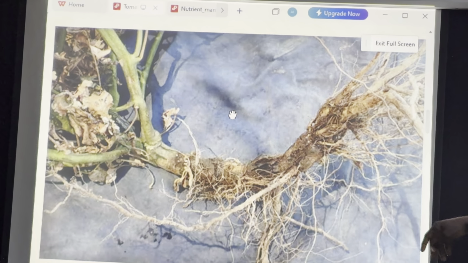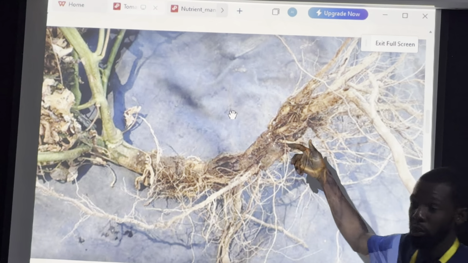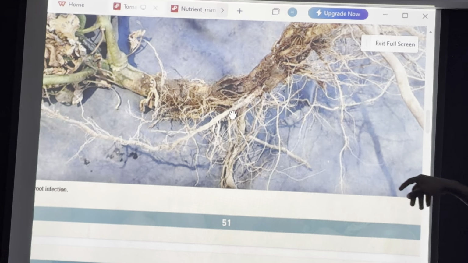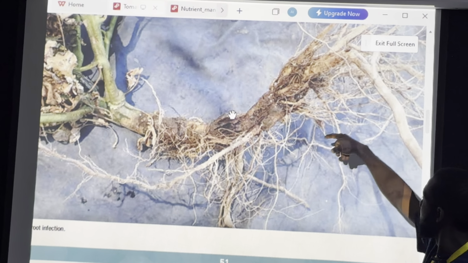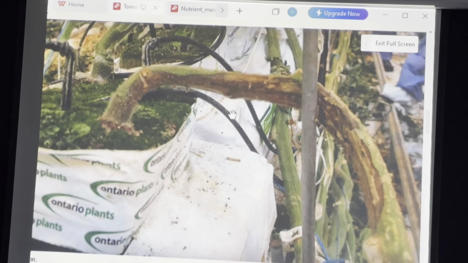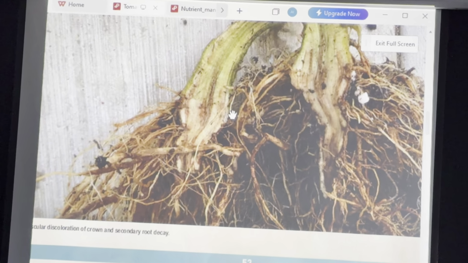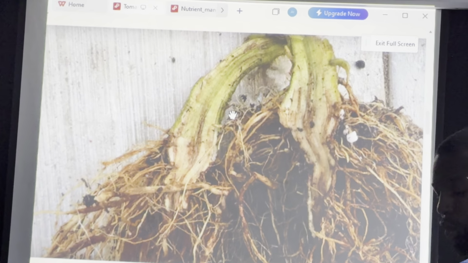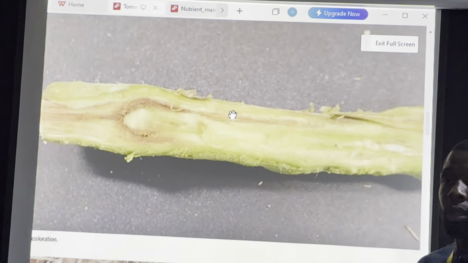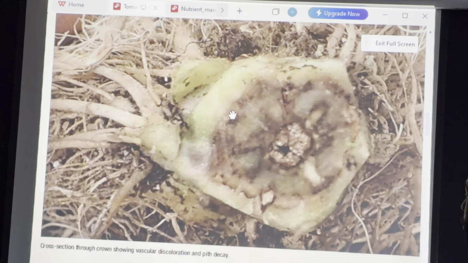So these are examples of Fusarium crown and root rot. You can see the vascular bundles have been discolored. The vascular bundles are supposed to be whitish in color, but you can see that they have been discolored to brown and they are rotting. These are other examples of Fusarium crown and root rot. The economic importance of these diseases means that you are not able to achieve your target for harvest, thereby losing both money and time in your planting period.